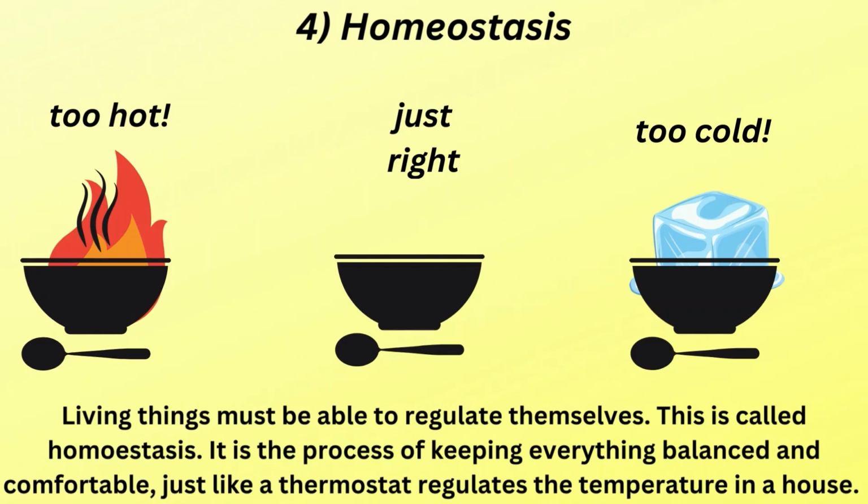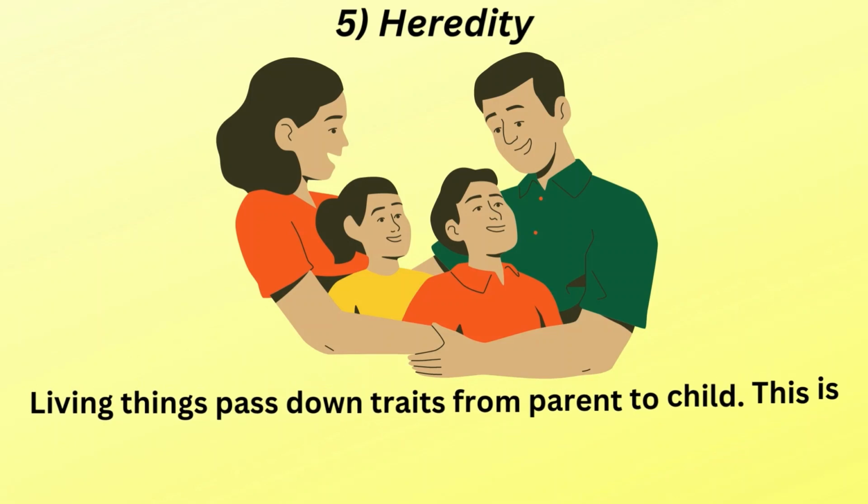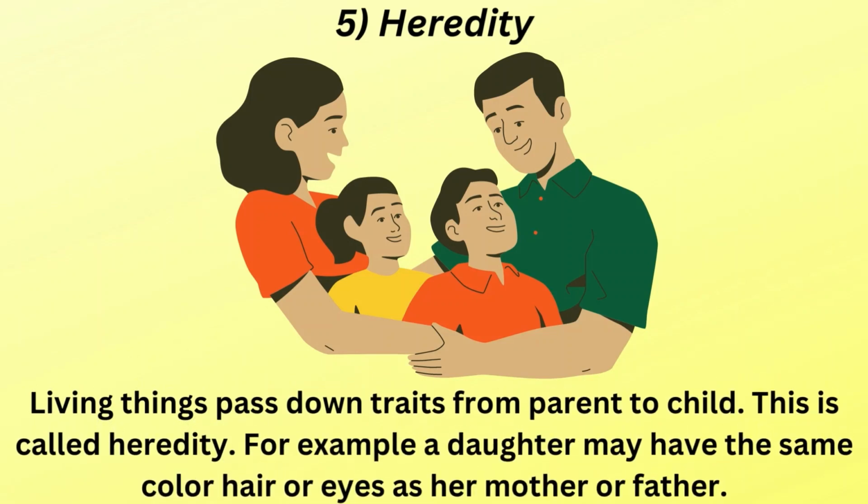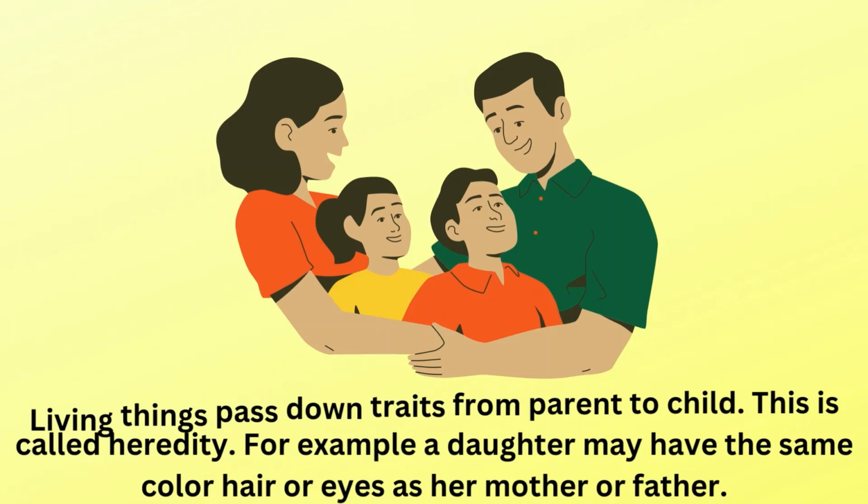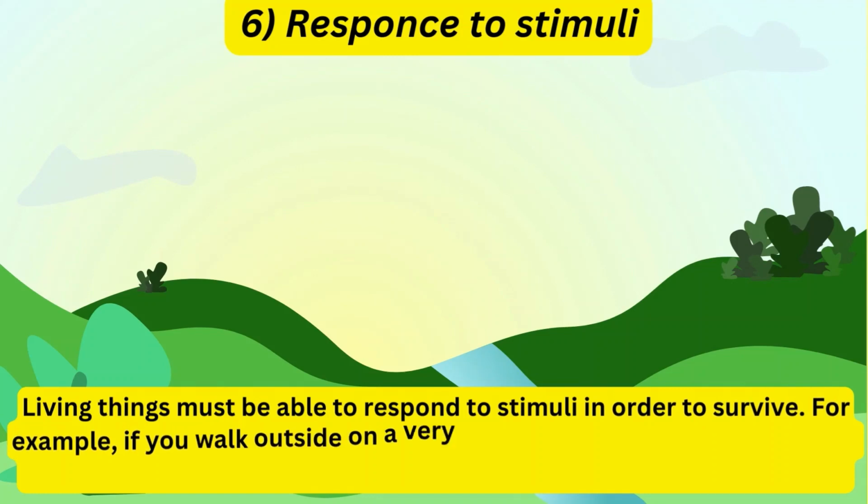This is called homeostasis. It is the process of keeping everything balanced and comfortable, just like a thermostat regulates the temperature in a house. 5. Heredity. Living things pass down traits from parent to child. This is called heredity. For example, a daughter may have the same color hair or eyes as her mother or father. 6. Response to stimuli.